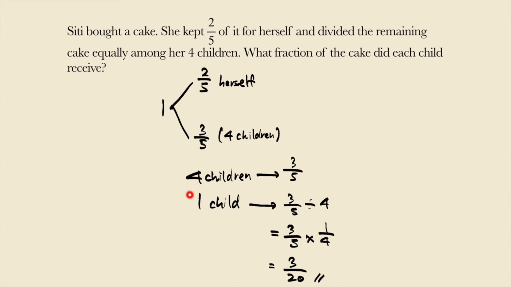1 child, what do we normally do here? We divide by 4, don't we? Now, just because it's a fraction doesn't mean everything is different. No, it's the same. Just divide by 4. You must know your division rules. And the answer is 3/20 for each child.